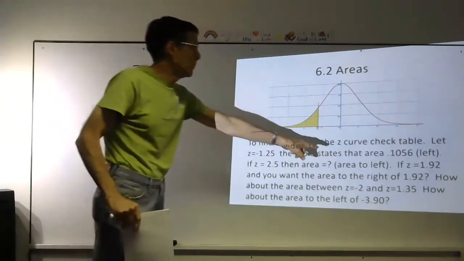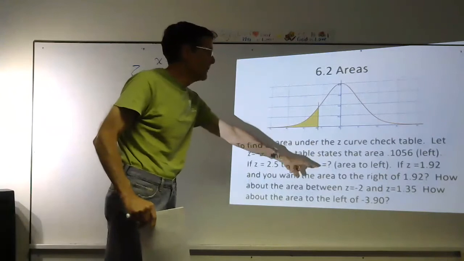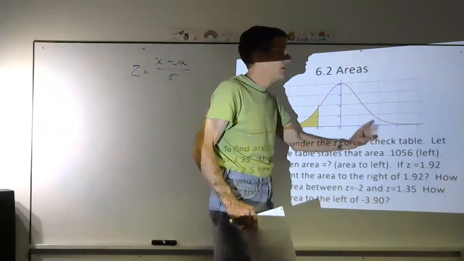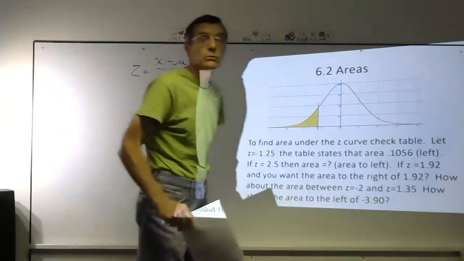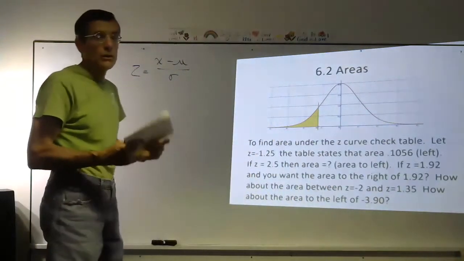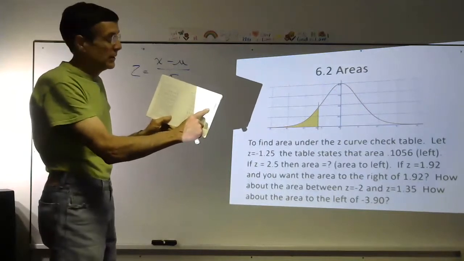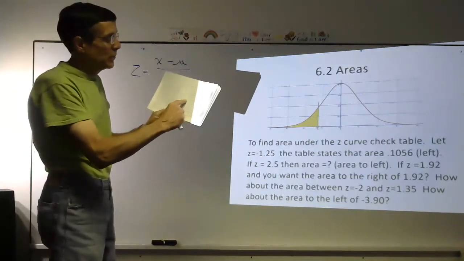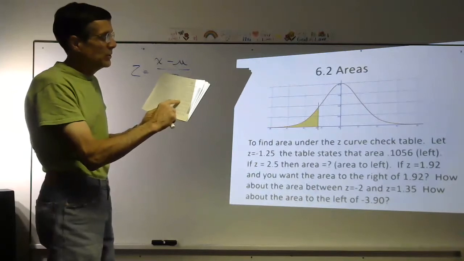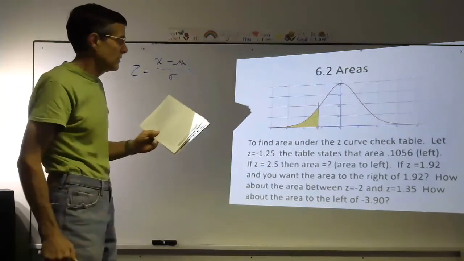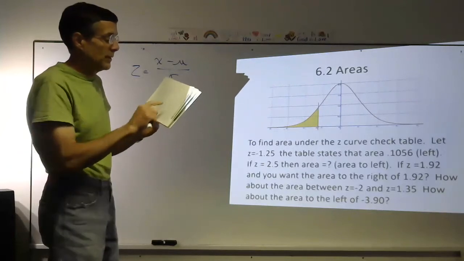Suppose Z is 1.92. How could you find the area to the right? Over here, about here is 1.92. How could I get the area to the right? All right, so I'm going to look up 1.92. Now, that's a positive. So you go to the positive side, down the Z column to 1.9, and you go over to the 0.02. So 1.92 is 0.9726. Everybody with me?